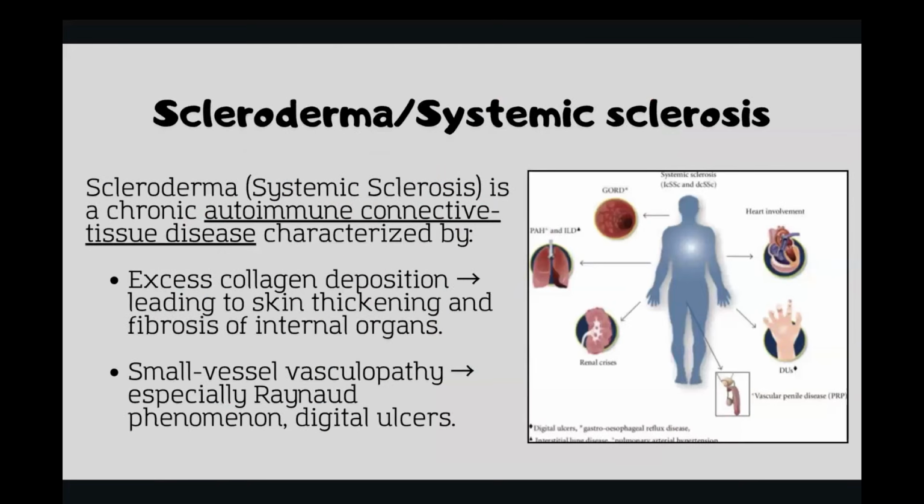Now, we're going to talk about scleroderma, or systemic sclerosis. I think you took this in your PBL and you're going to have a PBL session about scleroderma.